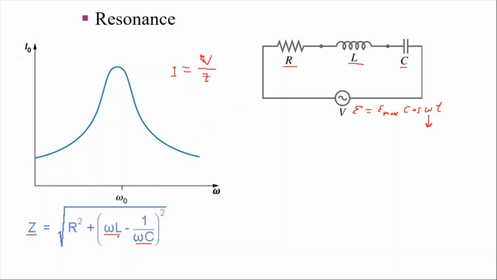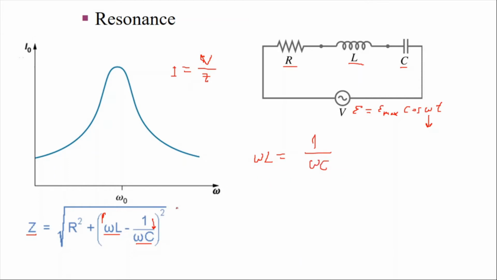Now look at this inductive reactance and capacitive reactance. At low frequencies, this one is going to be small and this one is going to be high. As I increase w, this will increase and this will decrease. At a certain frequency, these two are going to be equal to each other. wL will be equal to 1 over wC.